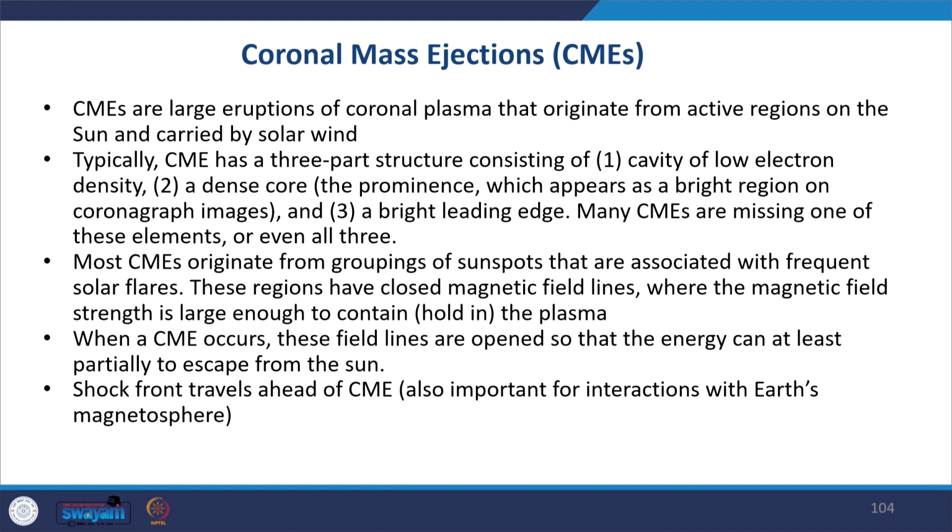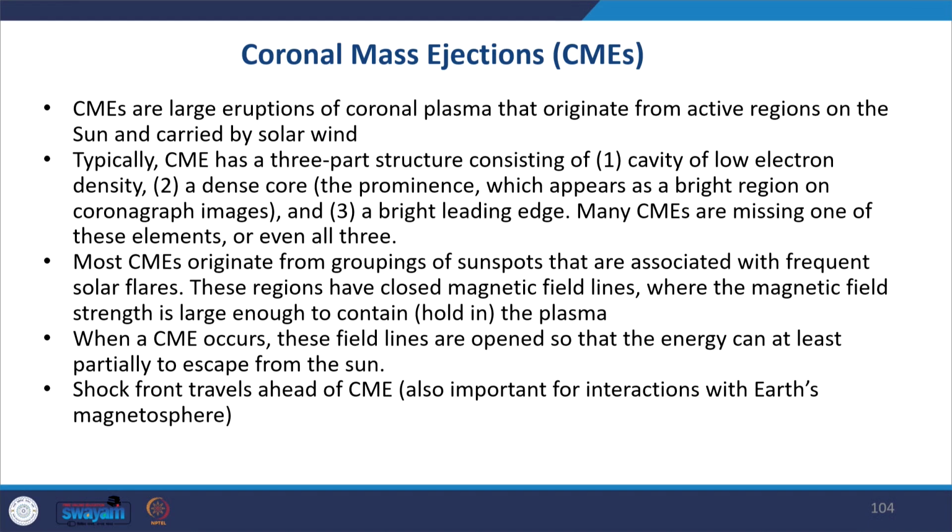It is similar to a total solar eclipse: near totality, when the moon completely covers the visible disk, you get to see the corona flowing away from the sun, or the solar wind flowing away from the sun. So typically you have these three parts: one, a cavity of low electron density, then a dense core, which is basically the mass that is escaping from the sun, and third, most importantly, a bright leading edge. Many CMEs are missing one of these elements or even all of them.